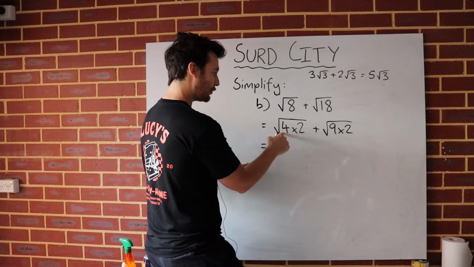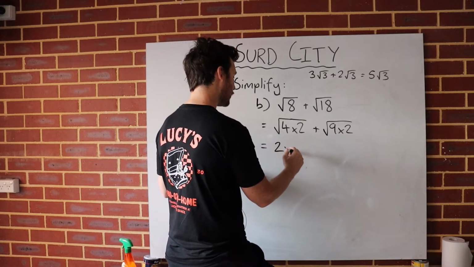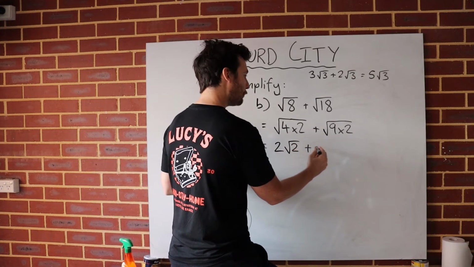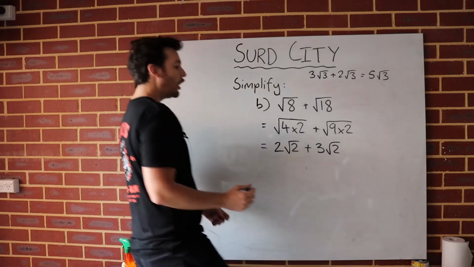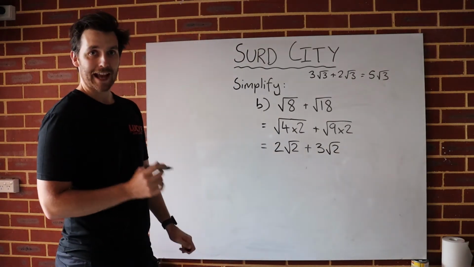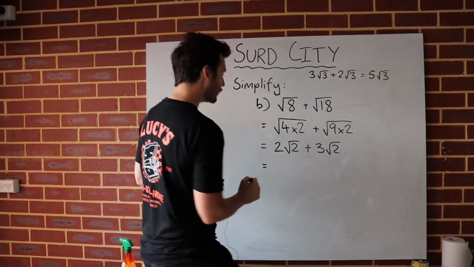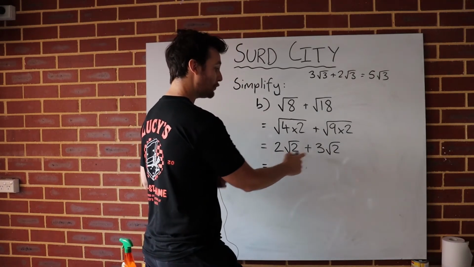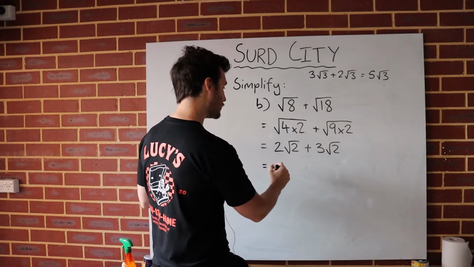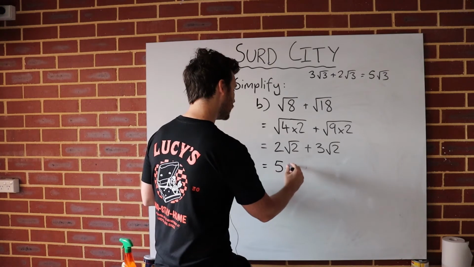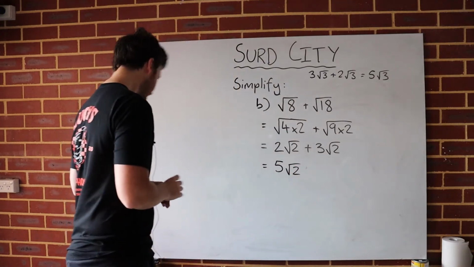Same thing again, I'm going to make the square root of 4 into a 2 because the square root of 4 is 2. So 2 multiplied by the square root of 2 plus 3 multiplied by the square root of 2. And a like term situation has presented itself. Yes, thank you, Lord of Mathematics. Okay, so we've got 2 lots of the square root of 2 plus 3 lots of the square root of 2. We can add those together because they're like terms. That will give us 5 lots of the square root of 2. Question 2 complete.